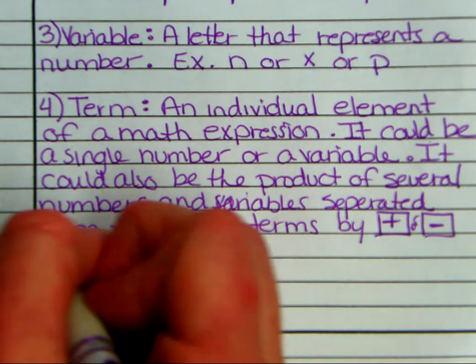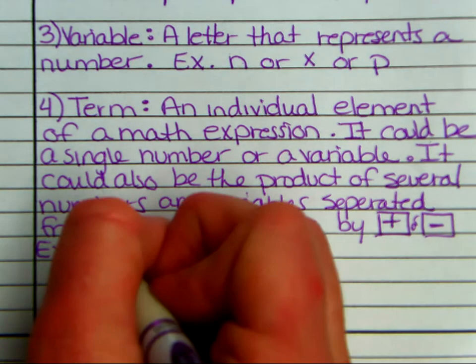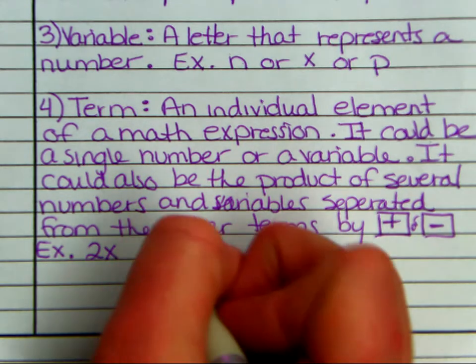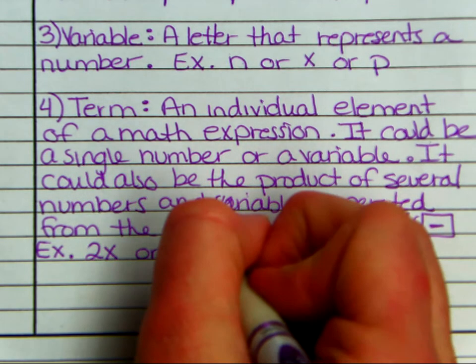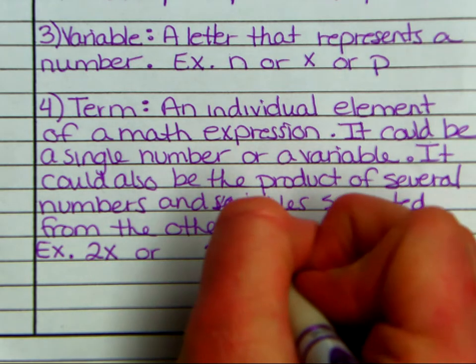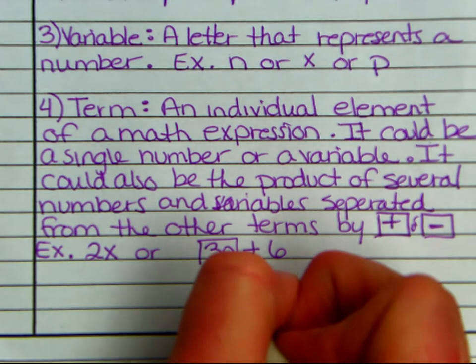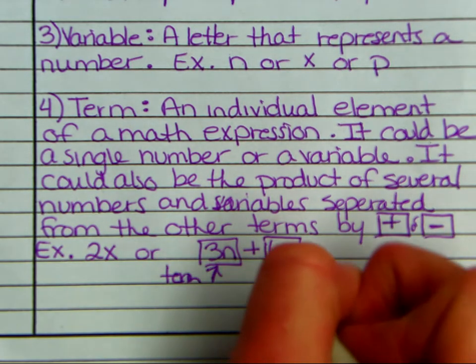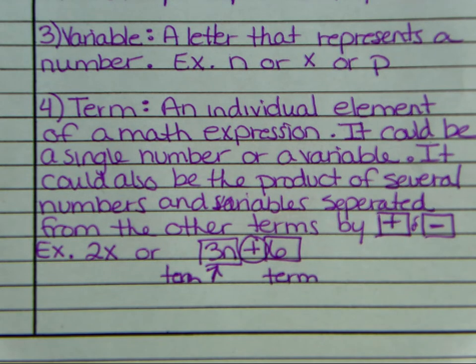So, for example, because I think an example is going to make this much clearer, if you were to have 2x, so 2 times the variable x, that is a term. Or you could have, here's a bigger one, 3 times n plus 6. Now notice here, this is a term, and this number would be a term because they're separated by that. And so that means that expression would have 2 terms in it.